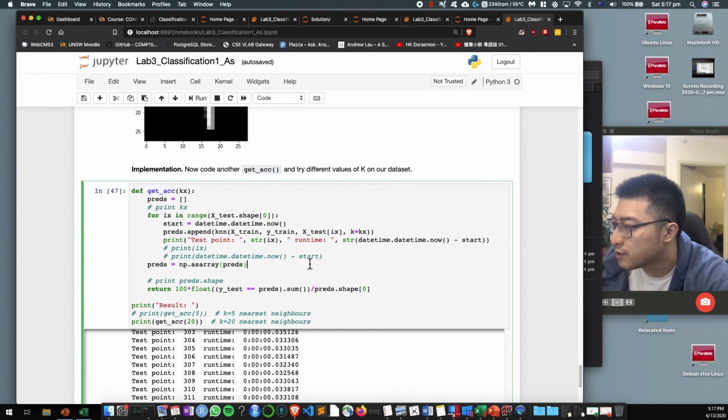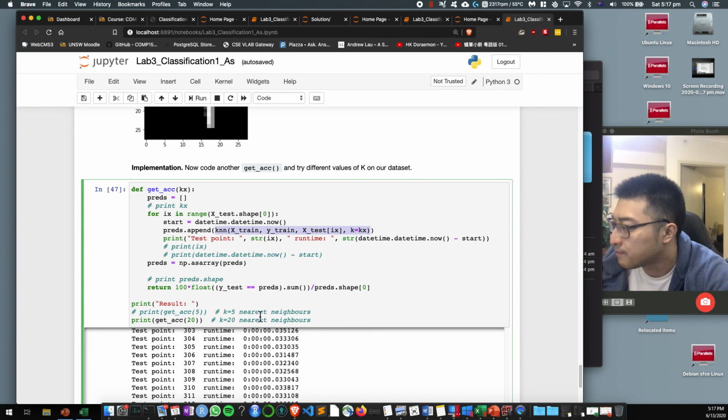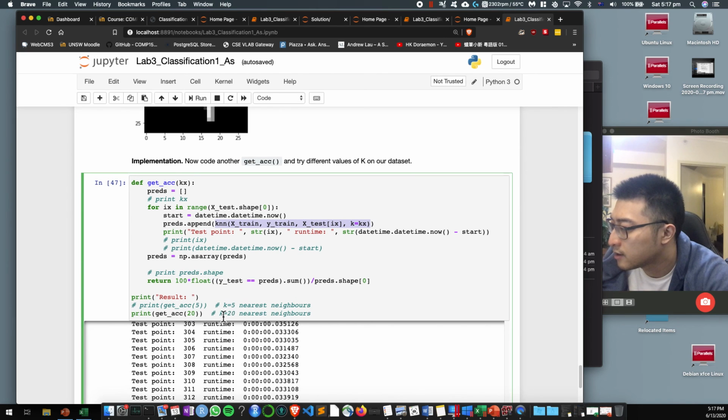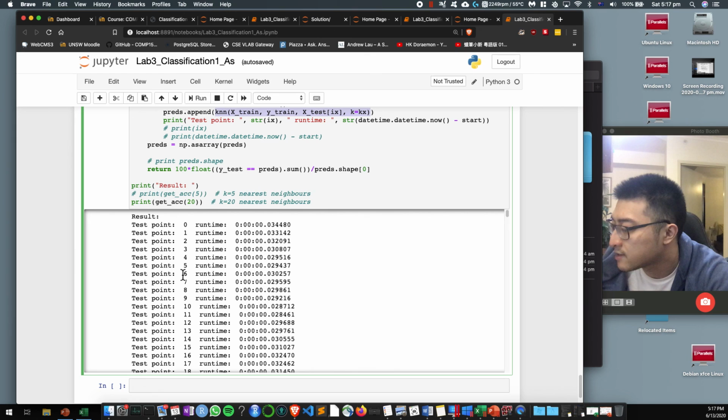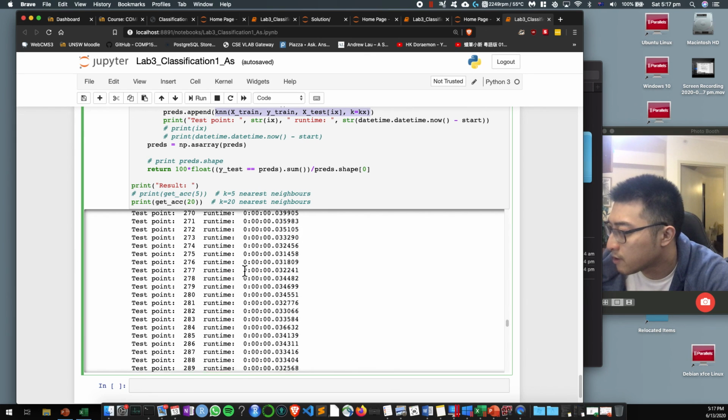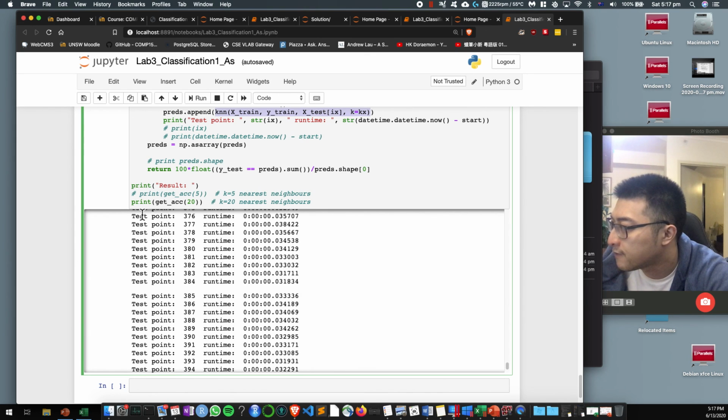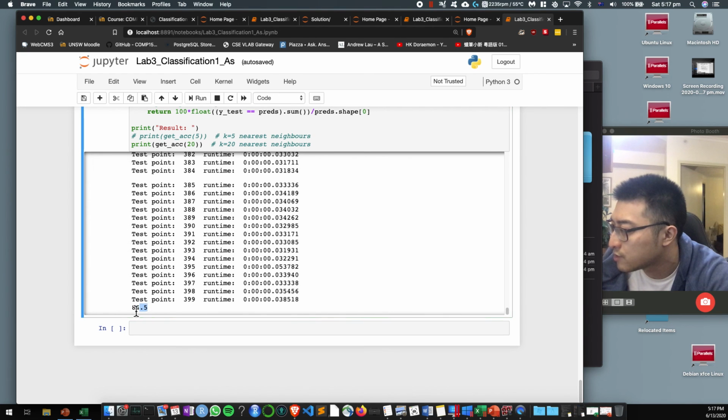Now it's time for us to actually run through and do the prediction. So we go through each of the test data set one by one, and then we run our KNN model and do a prediction. And so we try a few different values for K to see what is the best, I suppose. So we're going through runtime, and then finally we print the accuracy.